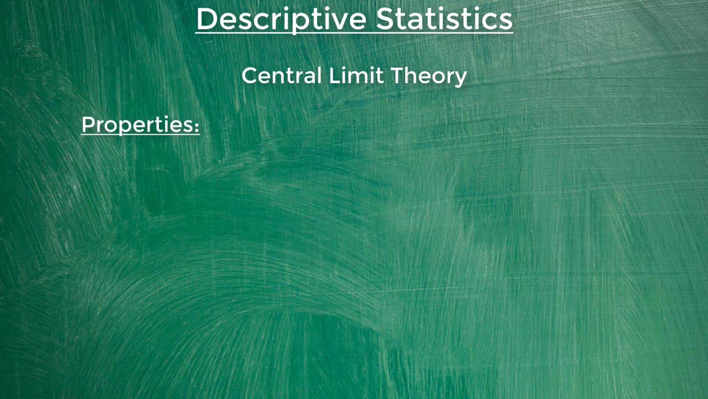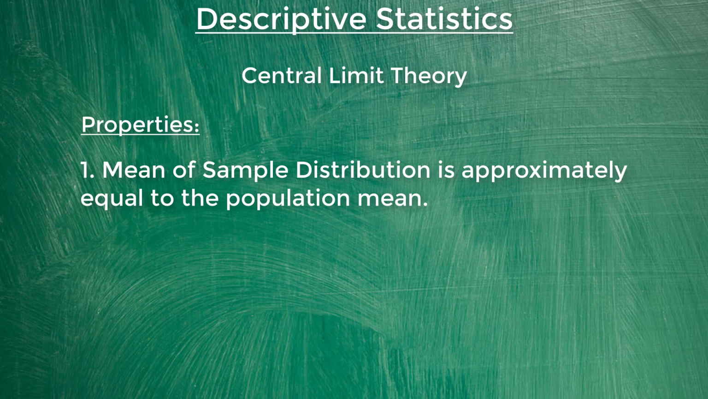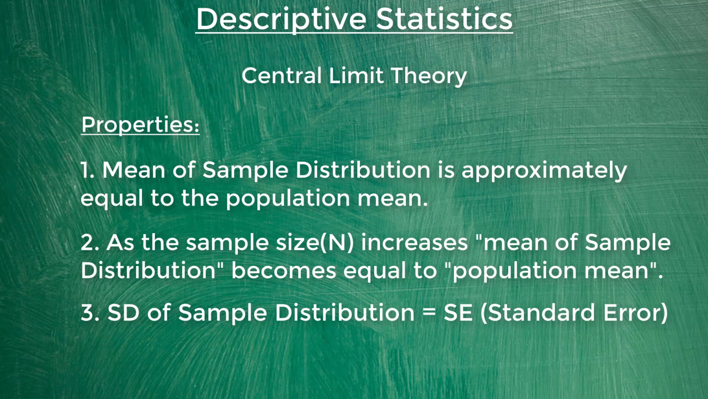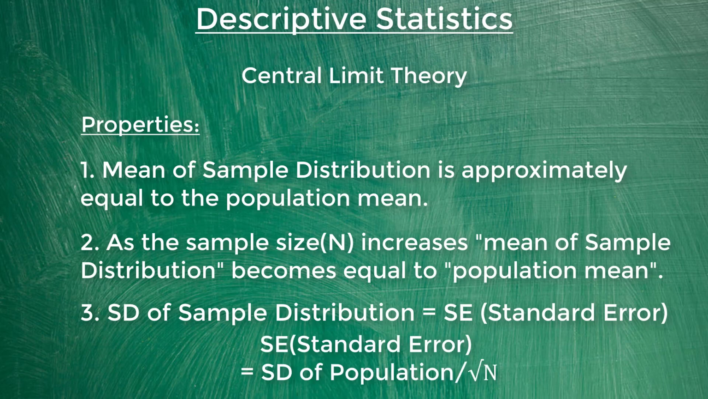Okay, the central limit theory which we can observe here is that the mean of the sample mean is approximately the same as that of the population mean. And as the sample size n increases, the sample mean would be equal to that of the population mean, and the standard deviation of the sample means is always equal to the standard error. That is the shortcut formula that we have used: the standard deviation of the population divided by the square root of the sample size gives us the standard error.